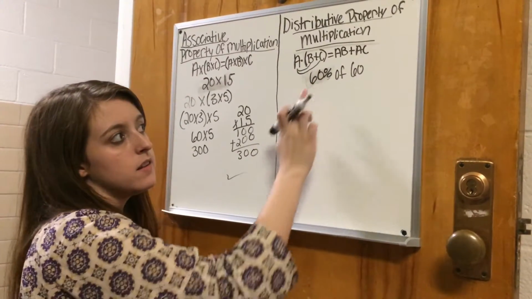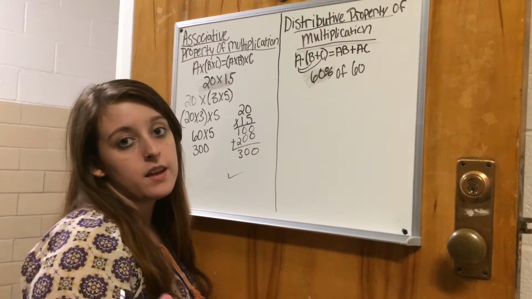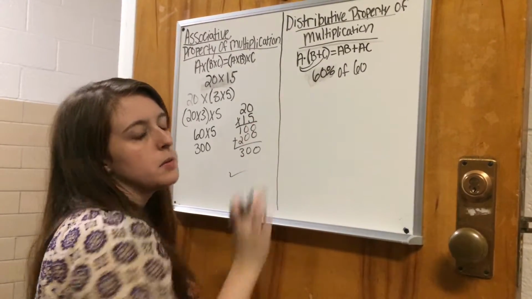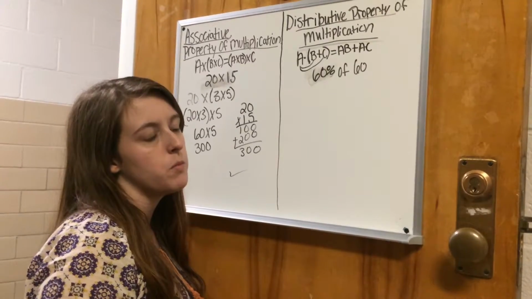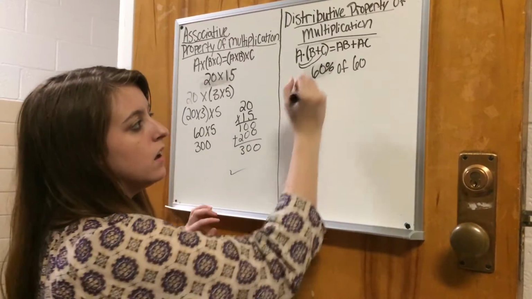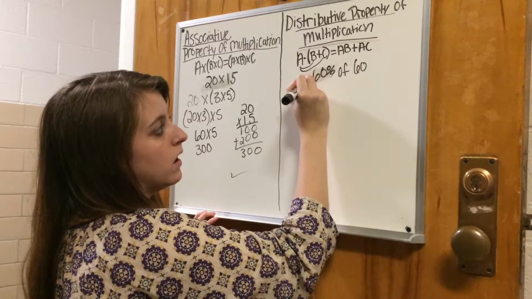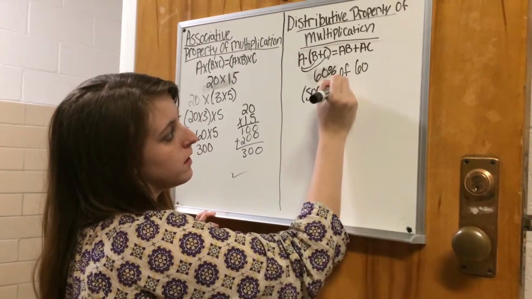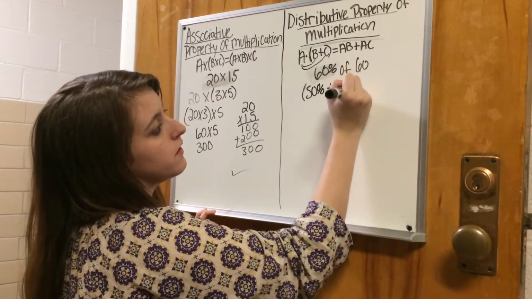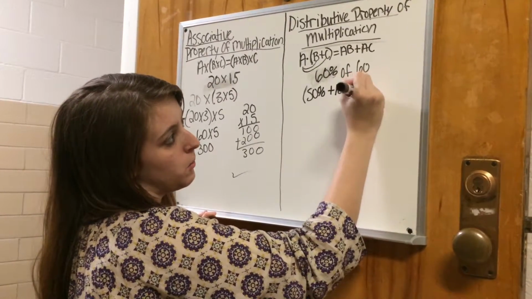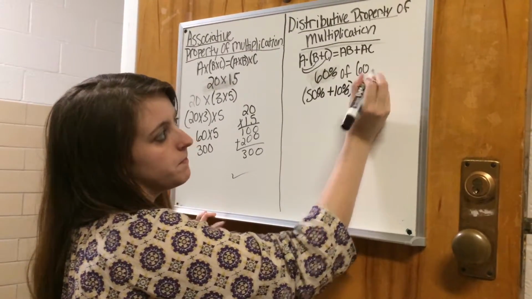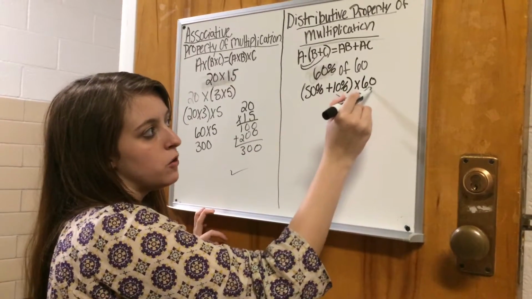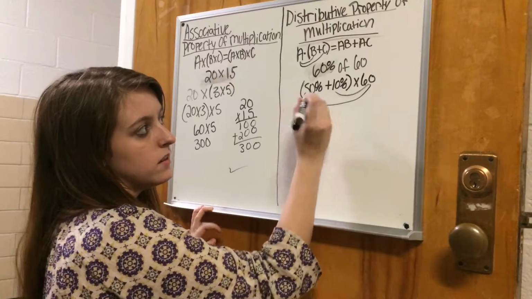So what we're going to look at is 60% of 60. Again, I can't do that in my head. So I'm going to break 60% down into something that I'm more familiar with, like 50%. So I'm going to put 50% plus 10% in parentheses and then multiply times 60. So what I'm going to do is distribute 60 to both of these numbers in the parentheses.